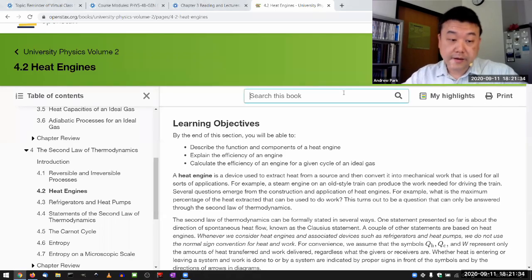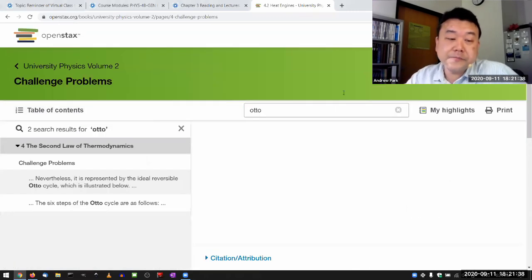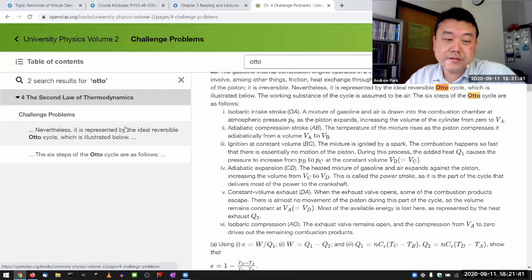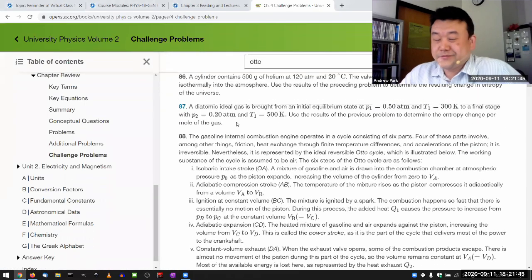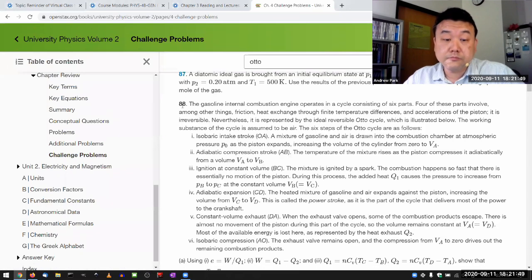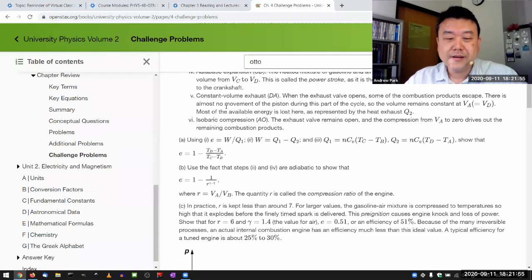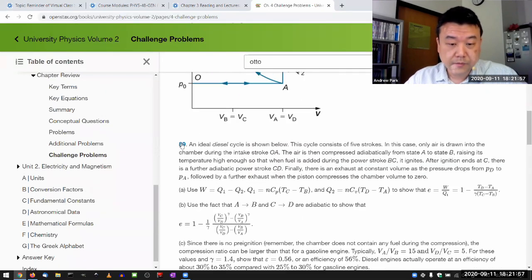And let me reshare my screen. Now, your textbook does have references to the Otto cycle and diesel cycle, and it occurs in the form of textbook questions. They're listed as challenge problems. So problem 88 in your textbook covers, in some sense, the Otto cycle, and 89 covers the diesel cycle.